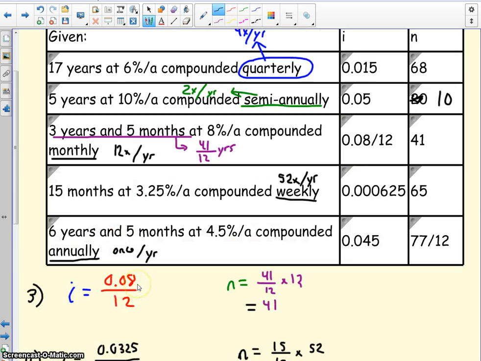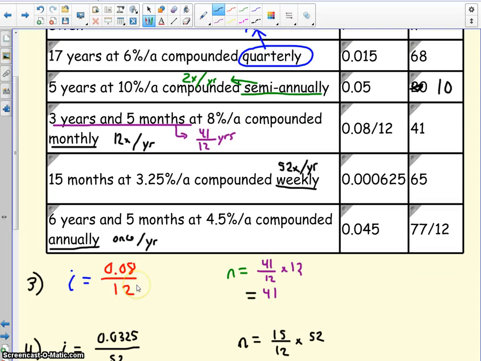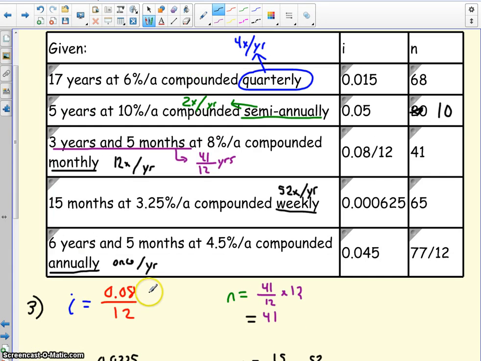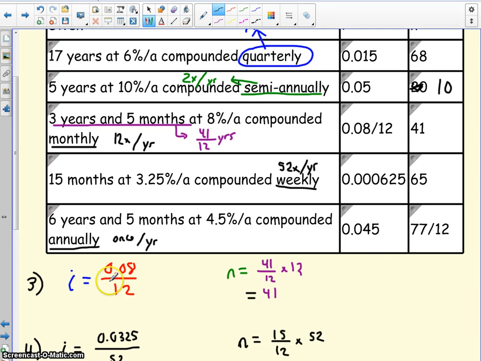Okay, so you can check your answers here. For the third one, 3 years. Let me start with I. So I is 8% a year, which is 0.08. Monthly is 12 times a year, so 0.08 divided by 12. Now you notice I didn't put this in decimal form here because it's not an exact decimal.